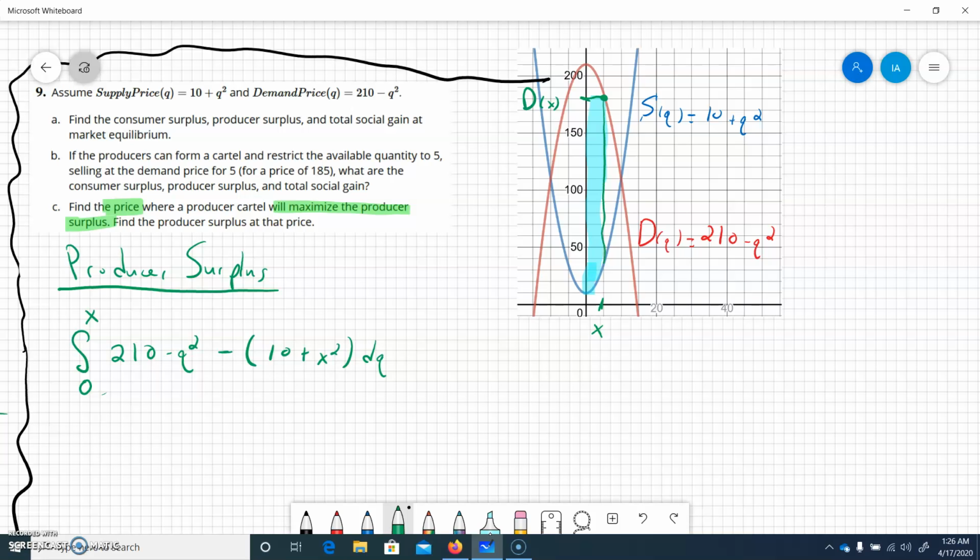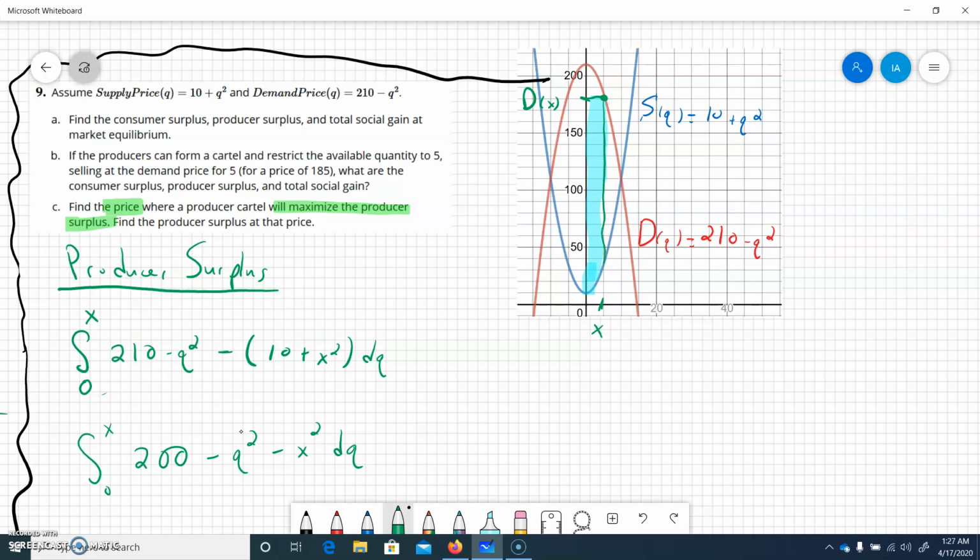X is already set for the supply because the cartel has decided how many items they're going to make, but as far as the demand, that's kind of open because it's actually calculating the gain there. So let's kind of go here a little bit further. So let's clean this up. It's not the kind of cleanup that we're used to. So 0 to X, 210 minus 10 would be 200. Okay. And then we've got minus Q squared, and we have minus X squared. And we're going to integrate that in terms of Q.